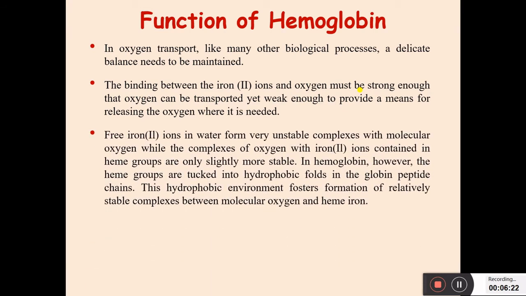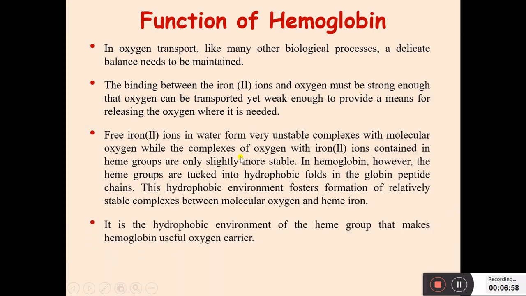You see, the free ions in water form very unstable complexes with molecular oxygen, while the complex of oxygen with iron 2+ contained in heme group is only slightly more stable. So what facilitates this binding in hemoglobin? These heme groups are tucked into the hydrophobic folds of the globin peptide chains. This whole hydrophobic environment fosters the formation of relatively stable complexes between the molecular oxygen and heme iron. So we can say that the hydrophobic environment of the heme group makes hemoglobin a useful oxygen carrier.